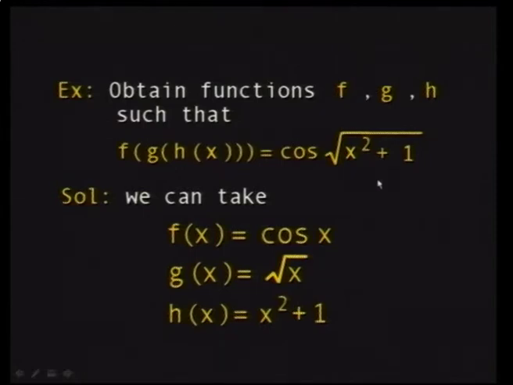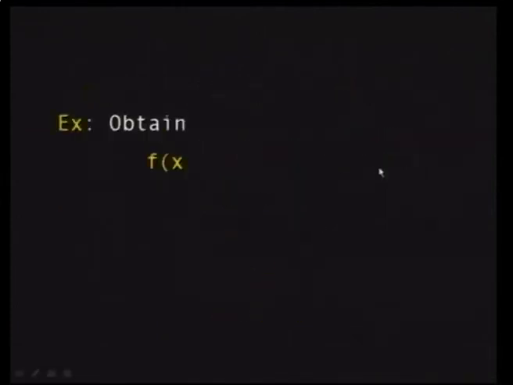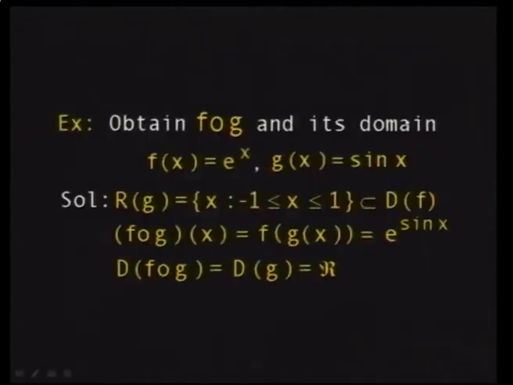Or you reverse what you do. You take x squared plus 1 is equal to h, and g of x is equal to square root of x, and f of x is equal to cosine x. Here it's simple. Why? Because here you want, for example, f circular g. In other words, this works first and then this one.